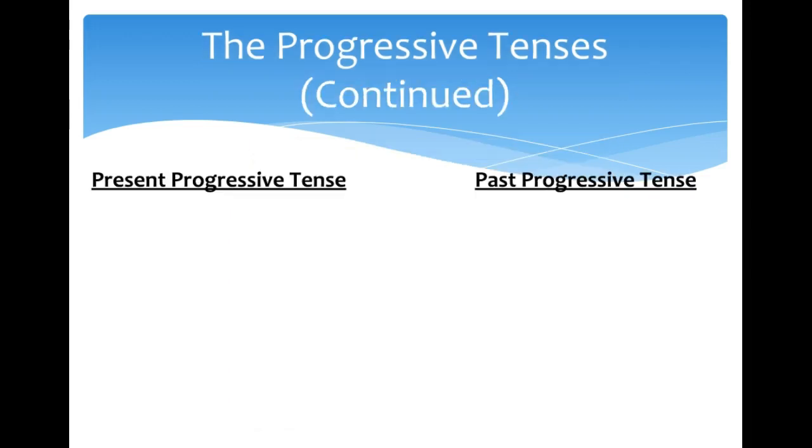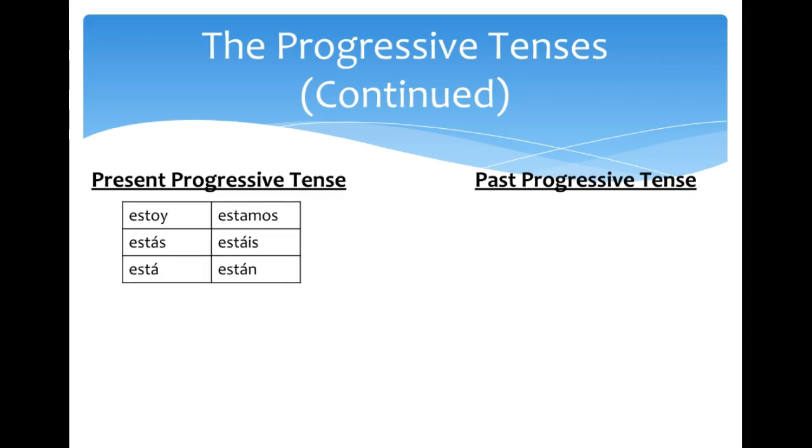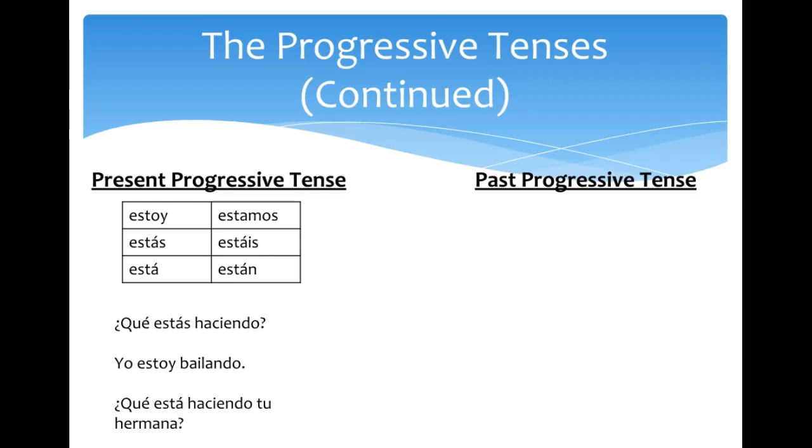So let's take a look at what our estar conjugations look like as a reminder. In the present progressive tense, we're going to be using the present tense conjugations of estar: estoy, estás, está, estamos, estáis, están. These should look familiar to you. Here are a couple of examples. ¿Qué estás haciendo? What are you doing, or what are you making? Yo estoy bailando. I am dancing. ¿Qué está haciendo tu hermana? What is your sister doing, or what is your sister making?